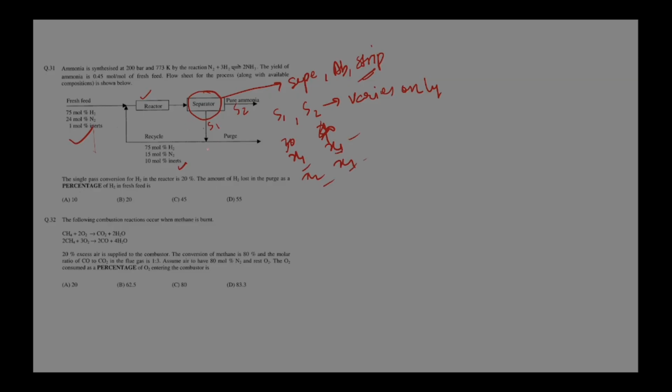So here, if this is separating and that is another separator, then this composition will be the same as this composition. Okay, so let this stream be purge, x kilomole. Now this is a very easy question, very easy.